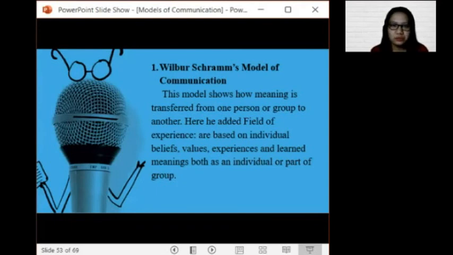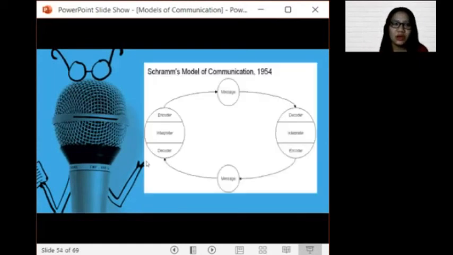According to the Wilbur Schramm model of communication, there should be an overlap between the field of experience of the speaker and the receiver during the communication process. As you can see here in the diagram, there will be an encoder in the first circle, on your left side: encoder, interpreter, decoder. And on your right side, you could see the decoder, interpreter, encoder. So as you can see, they have almost the same elements. However, they are not the same when it comes to their places.